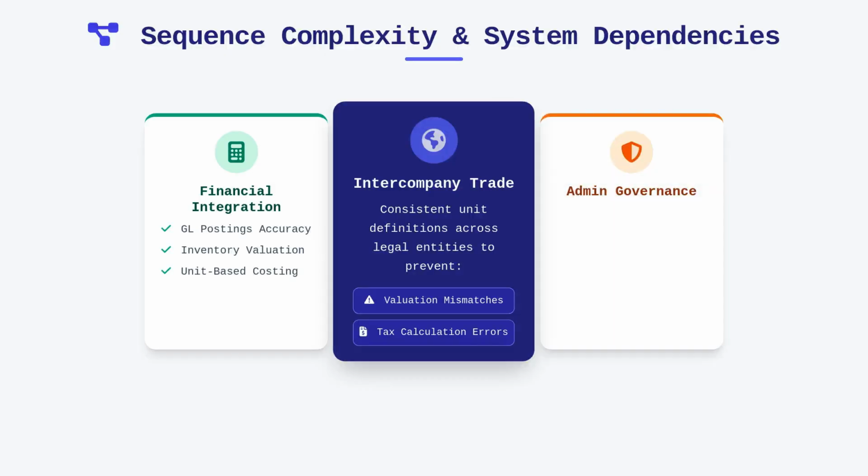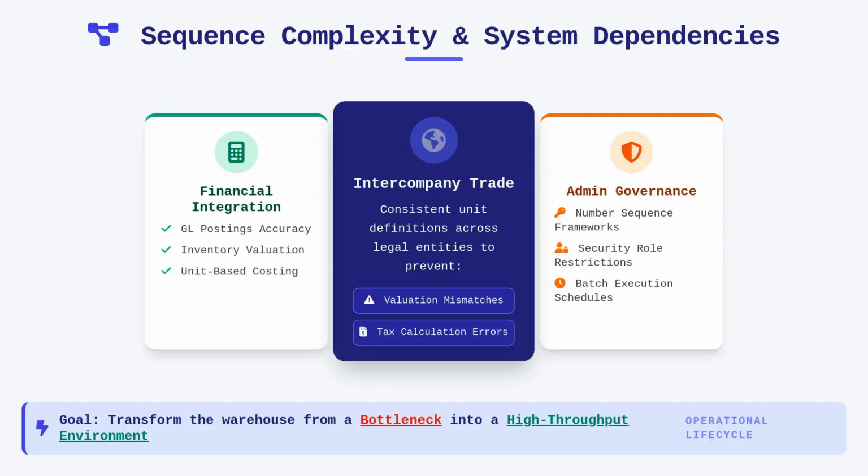Furthermore, as an administrator or consultant, you must look beyond the initial setup and consider the operational lifecycle. This includes managing number sequence frameworks that assign unique identifiers to the units and packages, as well as establishing security rules that restrict who can modify these critical master data structures. The interplay between these settings and batch execution schedules ensures that the warehouse remains a high-throughput environment rather than a bottleneck.